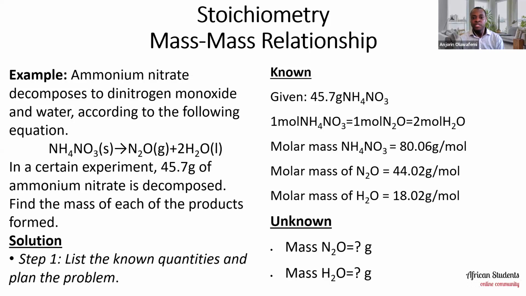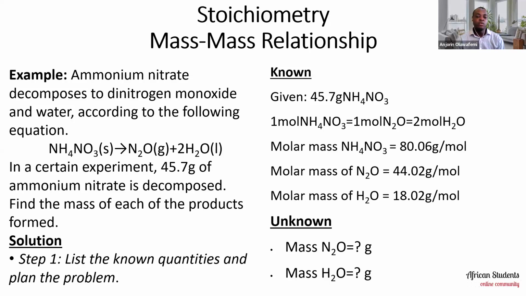So basically, the known quantities are: we are given 45.7 grams of ammonium nitrate. 1 mole of ammonium nitrate equals 1 mole of dinitrogen monoxide, according to the equation, and equals 2 moles of water based on the equation. Now, the molar mass of ammonium nitrate is 80.06 grams per mole. You can work it out, you will arrive at 80.06 grams per mole. The molar mass of dinitrogen monoxide is 44.02 grams per mole, and the molar mass of water is 18.02 grams per mole.